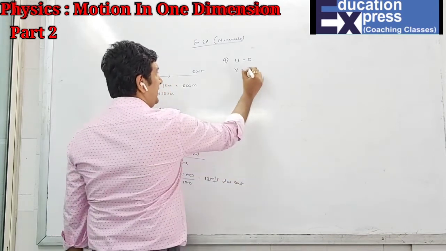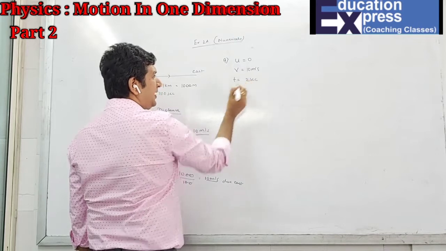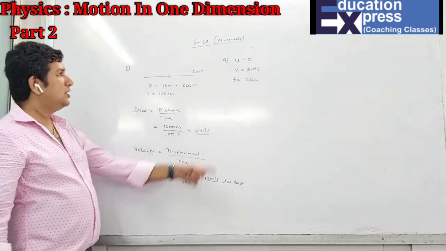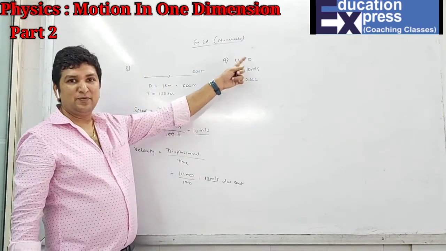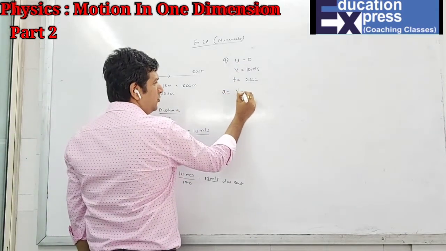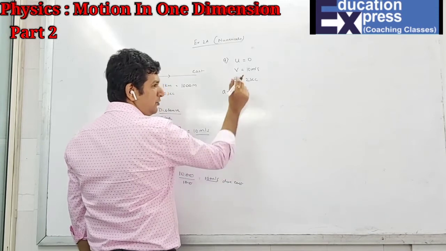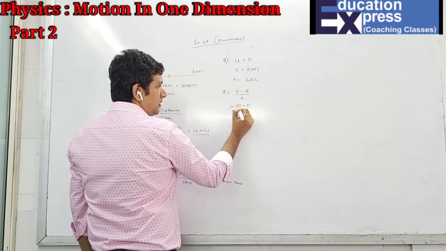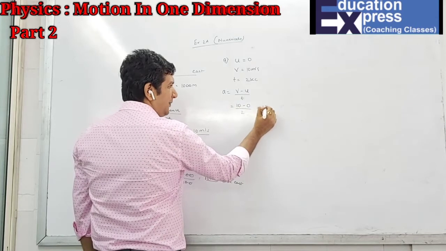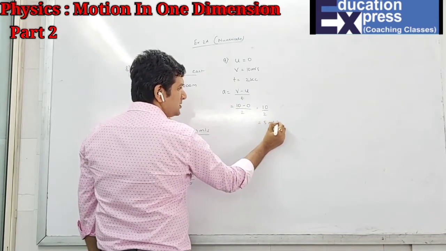10 meter per second in 2 seconds. Find the acceleration. Why the use of acceleration? Because the velocity is increasing. From 0 it became 10. Therefore acceleration, and the formula for acceleration I have explained to you, v minus u upon time. What is v? Always v will come first. 10 minus 0 is 10 upon 2, and the answer is 5 meter per second square.